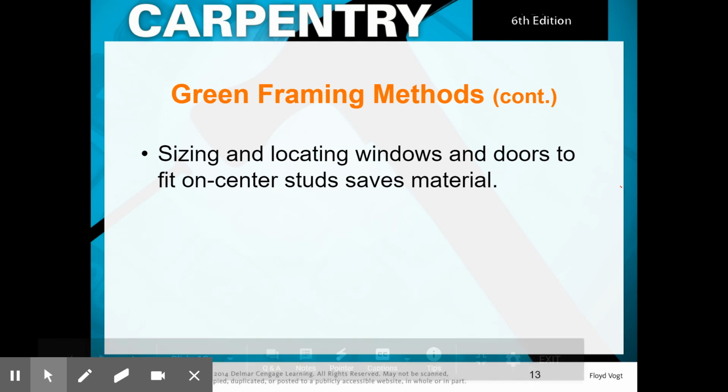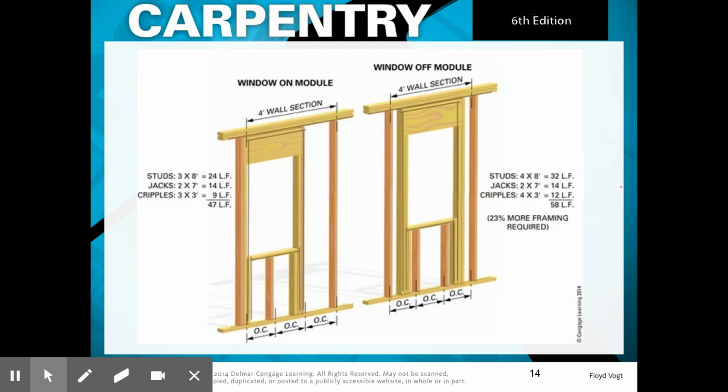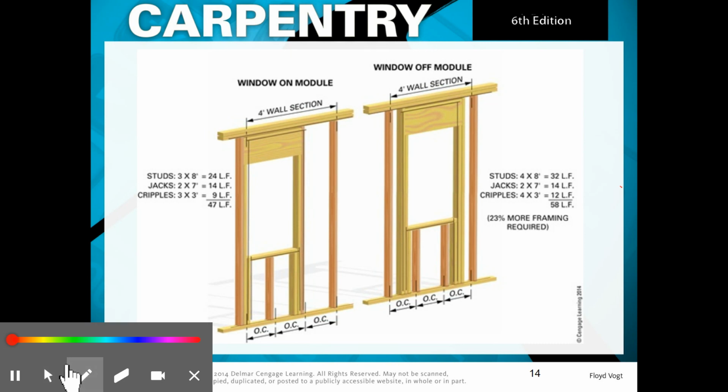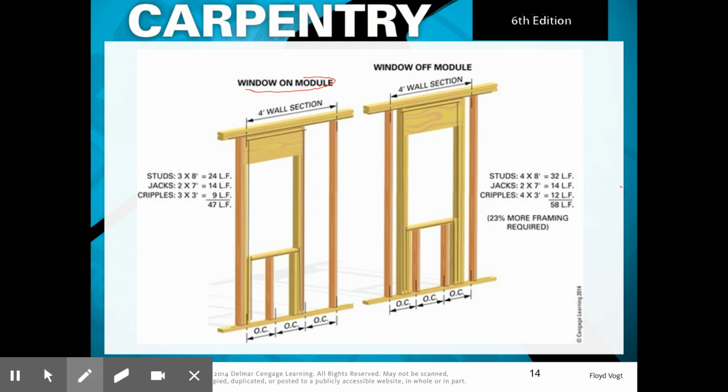More green framing methods to save more costs while building. Sizing and locating windows and doors to fit on-center studs saves material. Well, what's that look like? So in this example, on this side, we have the window. Again, we're talking about on module, so everything's laid out. So we can see here, in this example, we have 3 studs. We have 2 jacks, and we have 3 cripples.